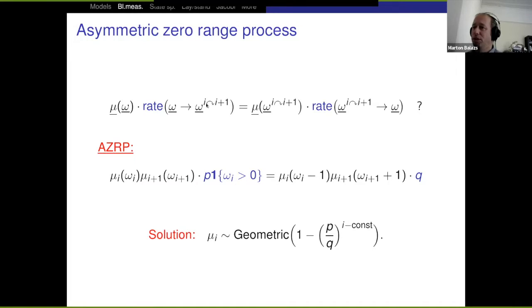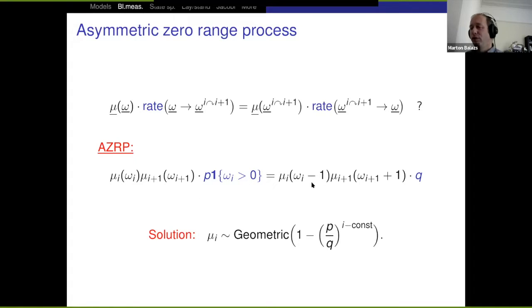So if I'm looking at jumps over the edge I plus 1, then the only relevant thing is just the product of the measure at I and I plus 1. The jump rate is p, assuming that there is at least one particle. The resulting state is one less at I and one more at I plus 1. And the rate back is q. You could, if you want, put the indicator here, but since you just jumped to I plus 1, there is always at least a particle to jump. So that's the detailed balance equation. Can you solve it? Yes, it's very easy to solve.